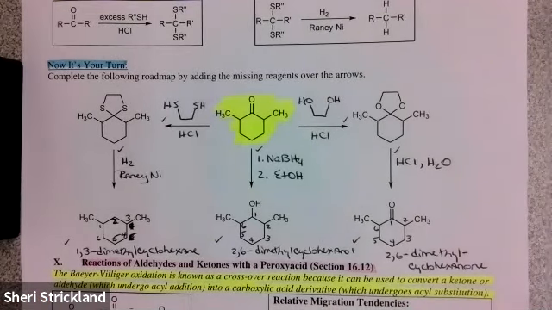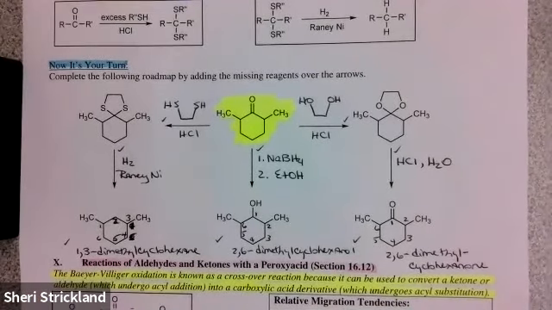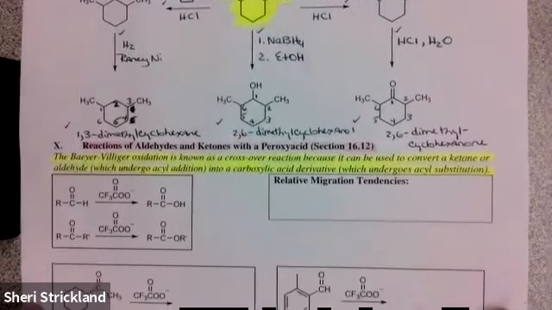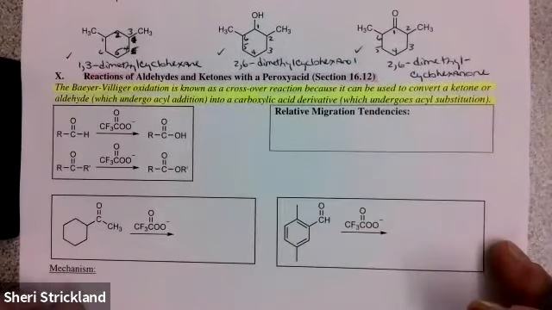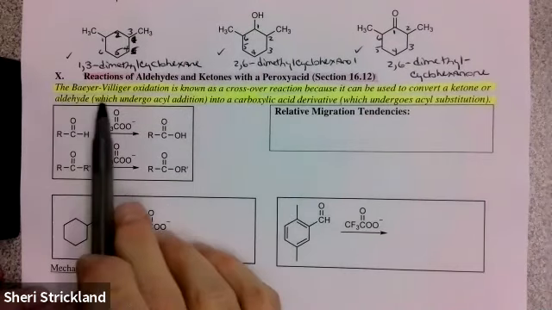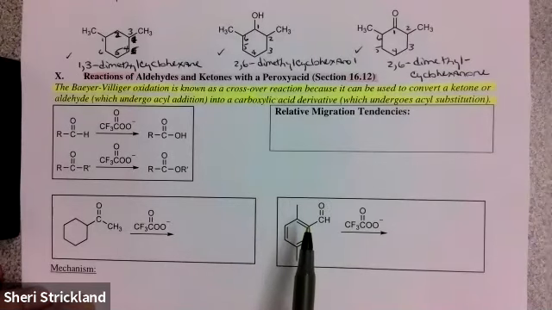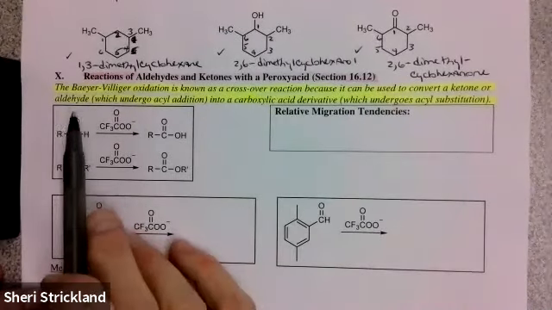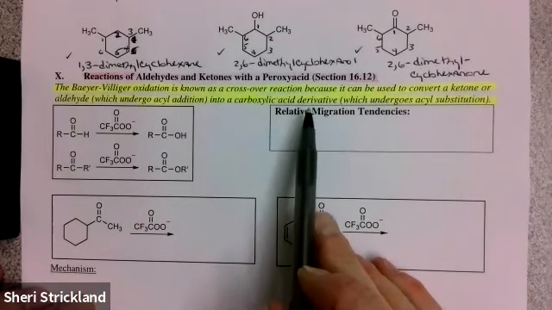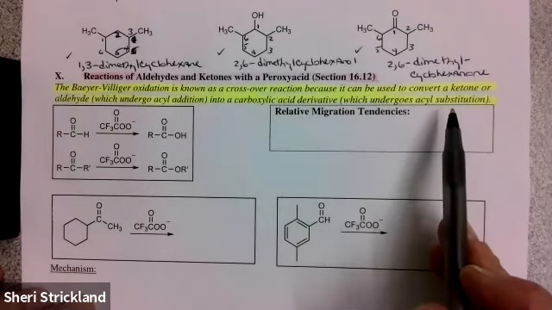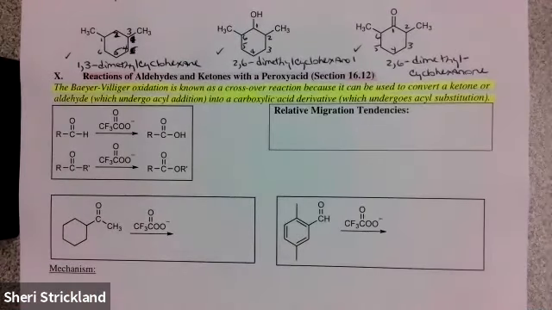Okay. So that's the story on sulfur nucleophiles and what you can do with them. So let's take a look at what's called the Baeyer-Villiger oxidation. The Baeyer-Villiger oxidation is known as a crossover reaction because it can be used to convert a ketone or aldehyde, which will undergo acyl addition, into a carboxylic acid derivative, which undergoes acyl substitution. So aldehydes and ketones are significantly different in their reactions from the carboxylic acid derivatives. And so this is a big deal to be able to go from one of these sets to the other.